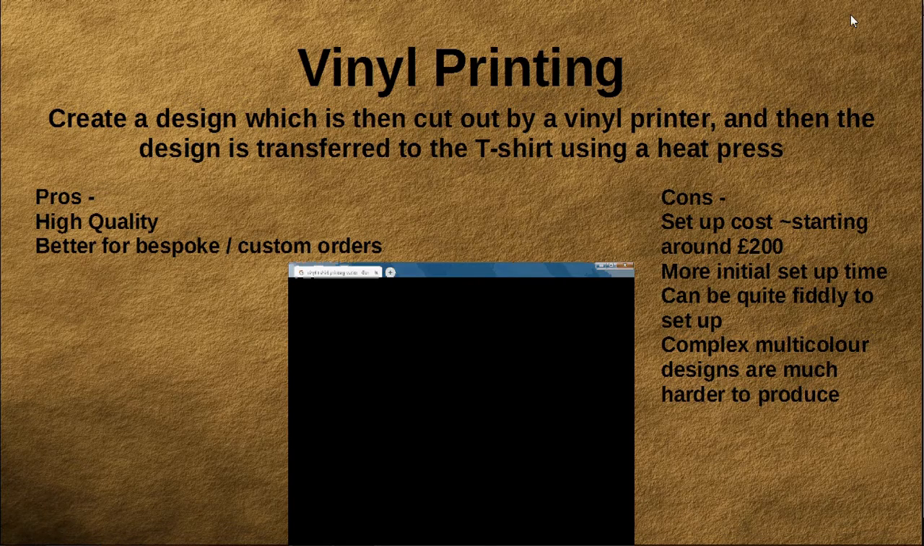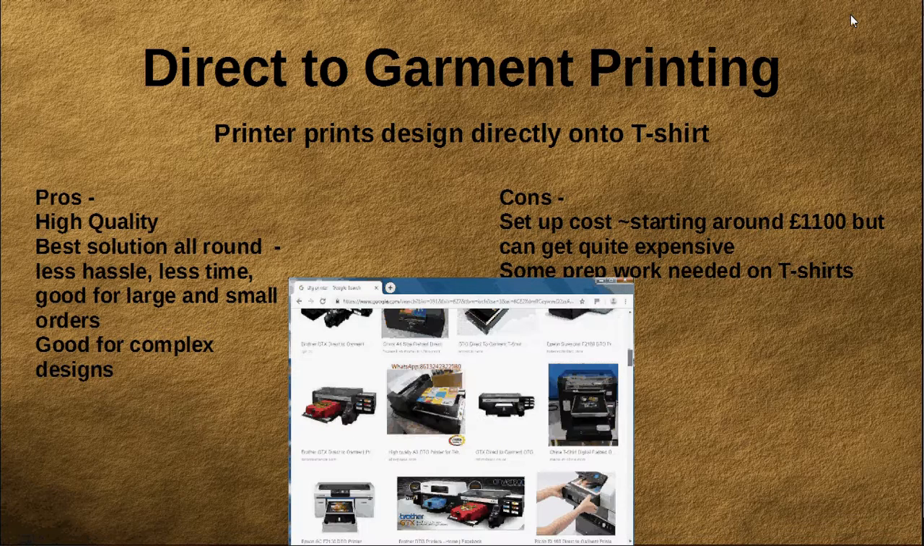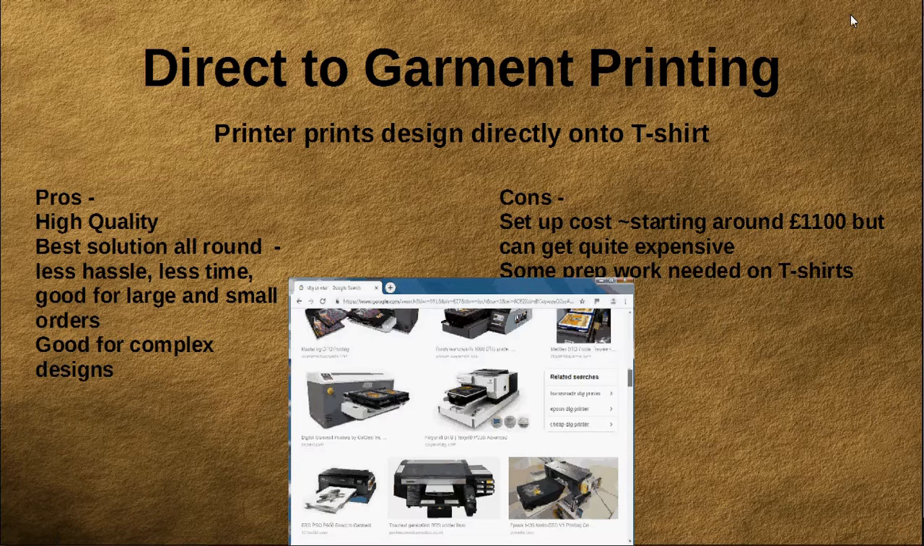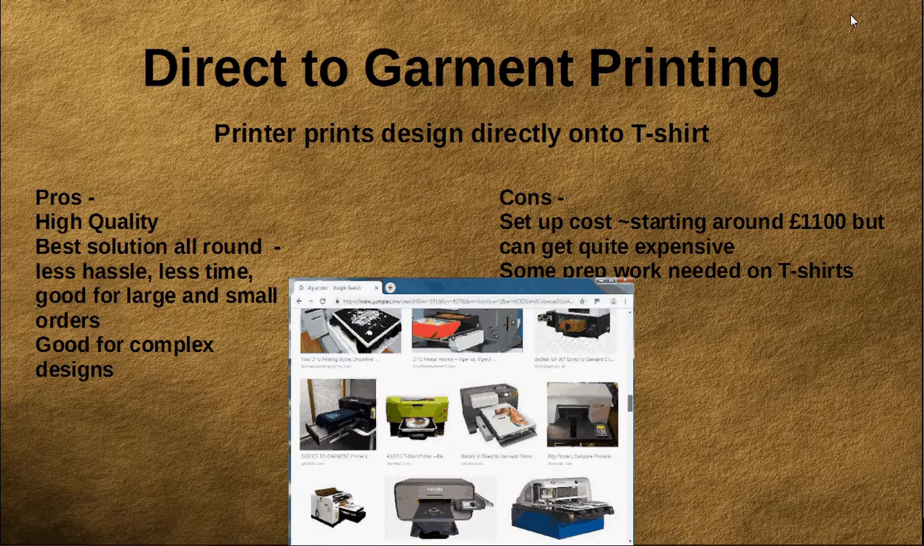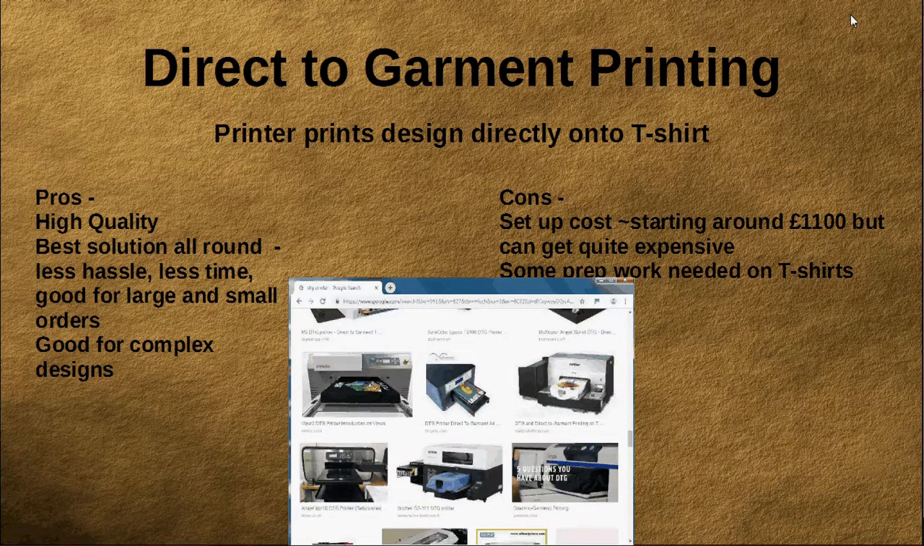Now we have direct to garment printing. Direct to garment printing is where you have a printer that literally prints on a t-shirt. So you put your t-shirt in the printer and it'll print on it. The great thing about this is it's high quality. In my view, it is the best solution all around if you have the money, because it's less hassle, less time. It's good for both large orders and small orders, and it's good for simple and complex designs.